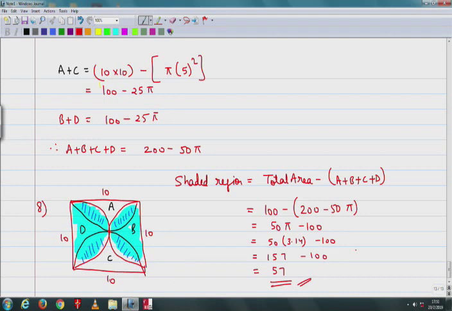And one useful tip for these questions is that you should always substitute the value of pi at the end. Don't substitute the value of pi in between, because it will help you simplify the problem. So always substitute the value at the end.